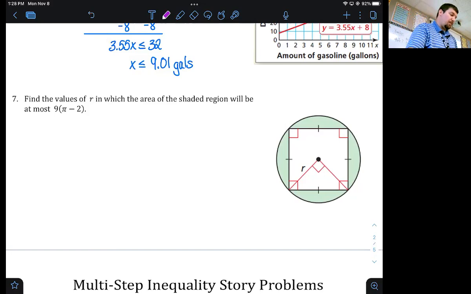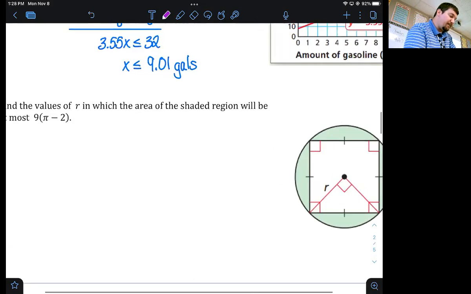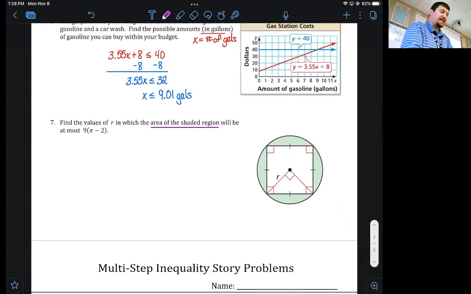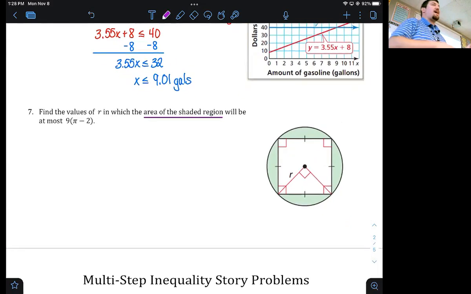So it says find the values of R in which the area of the shaded region. To find the area of the shaded region, I should probably take the entire shape and then subtract out anything that's not shaded, which is the square, right? How do I find the area of a circle with a radius of R? Jimmy?